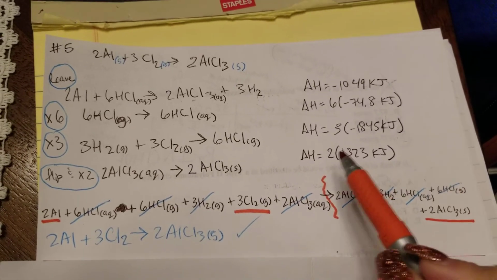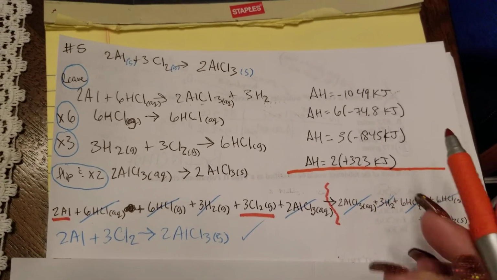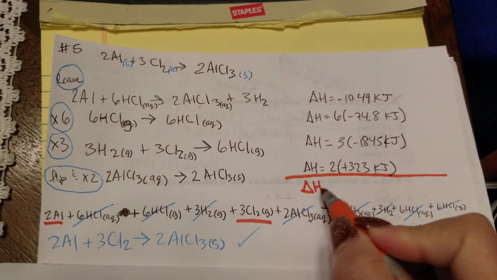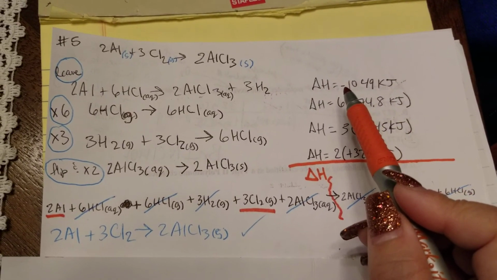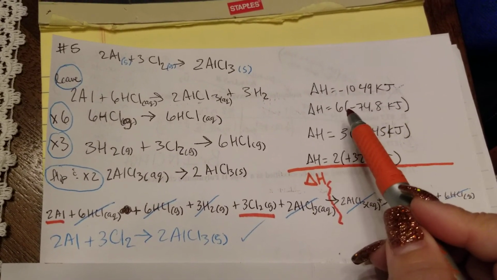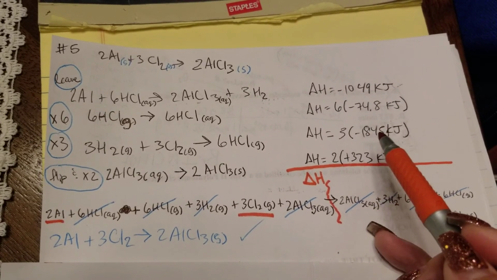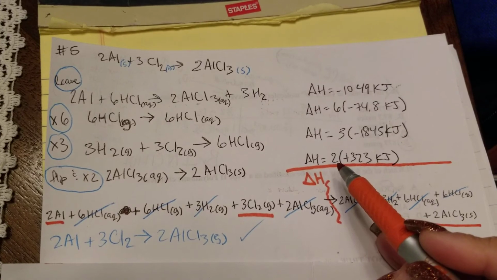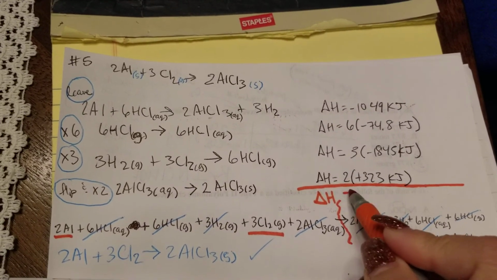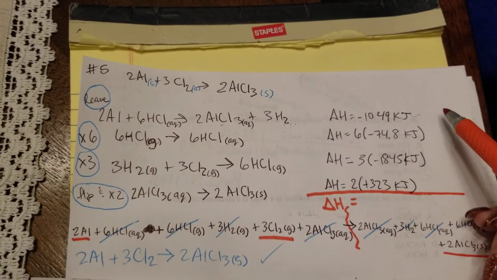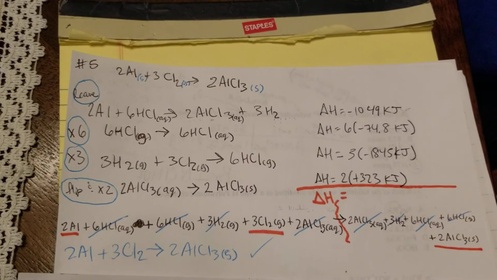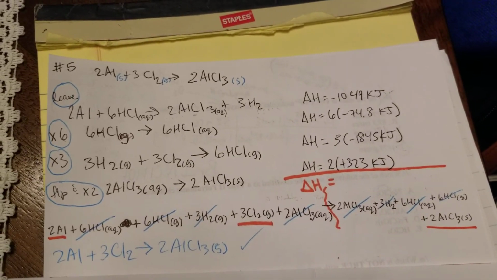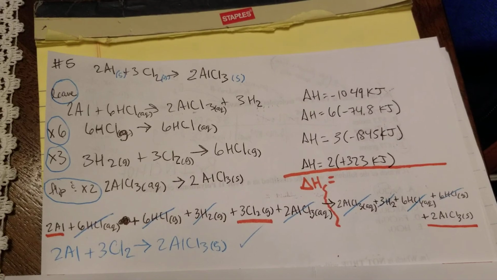Okay, so now to calculate the delta H, right? Now you're going to take all of these values, and this is everything that you did. You left that one alone, you multiplied that one by 6, you multiplied that one by 3, you flipped this one, so you changed the sign, and you multiplied it by 2. You take all of those values, add them up, and that gives you your final value of delta H for this reaction. Okay?